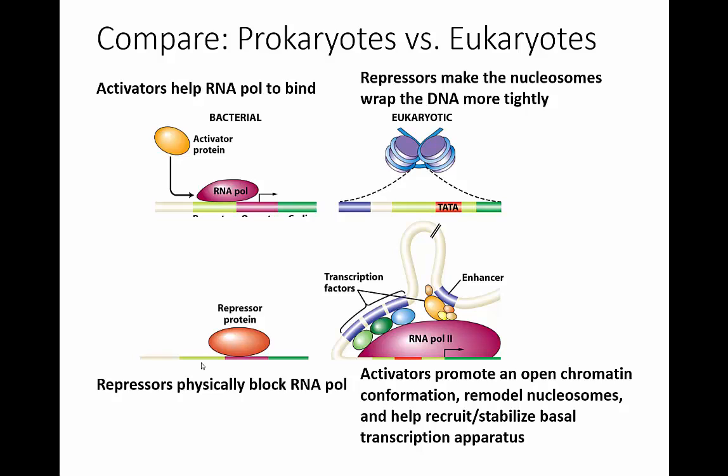Eukaryotes are a lot more complicated. Generally speaking, repressors make the nucleosomes wrap the DNA more tightly, so it makes that gene region inaccessible to factors binding to it and for the general transcriptional machinery to bind to the core promoter. Transcriptional activators can do a couple of different things. They can promote an open chromatin conformation so that the gene is more accessible. They can remodel the chromosomes, move the nucleosomes around and out of the way. And they can also help to recruit and stabilize the basal transcriptional apparatus.